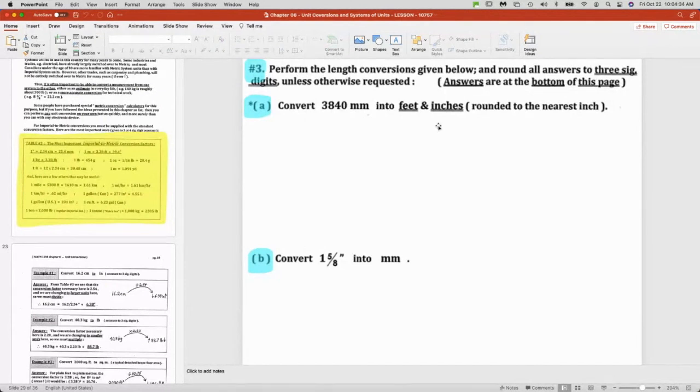Do we know a conversion that takes us from millimeters to inches? Anybody know in the chat? How do you go from millimeters to inches?